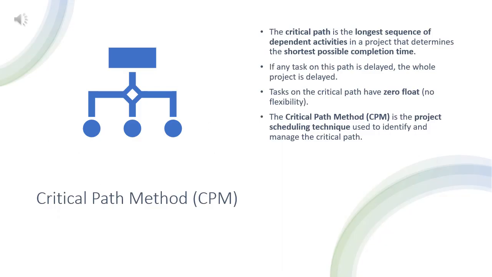The critical path is the longest sequence of dependent activities in a project that determines the shortest possible completion time. If any task on this path is delayed, the whole project is delayed. Tasks on the critical path have zero float, no flexibility. The critical path method, CPM, is the project scheduling technique used to identify and manage the critical path. Usually, software like MS Project will calculate CPM for you.